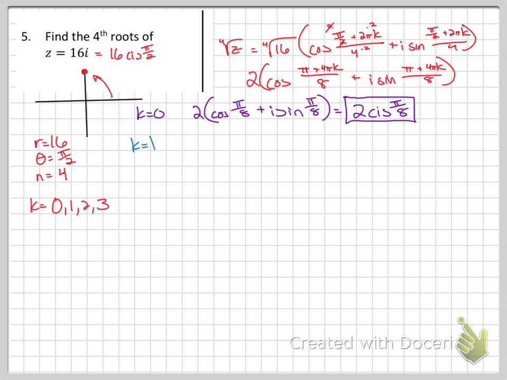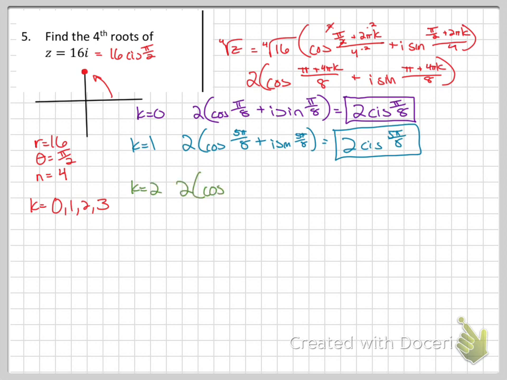K equals 1, 2 cosine pi plus 4 pi, right? 4 times 1 is going to be 4, so 5 pi over 8 plus I sine 5 pi over 8 means 2 CIS 5 pi over 8 would also be one of our roots. K equals 2, 2 cosine. 4 times 2 is going to be 8 plus pi is going to be 7 pi over 8 plus I sine 7 pi over 8, which is 2 CIS 7 pi over 8.